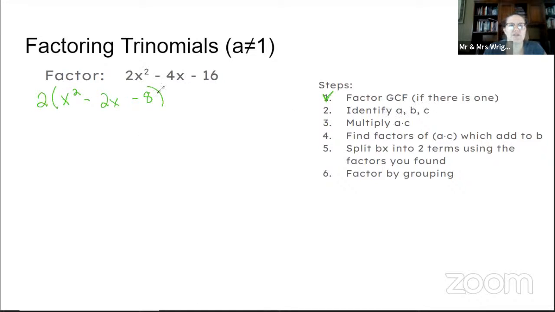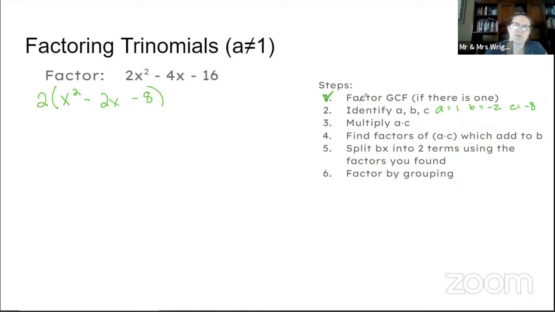A, B, and C are just in the trinomial, the quadratic expression here. So A is going to be 1, B is going to be -2, and C is going to be -8. Well, at this point, we have A of 1. So we don't have to split the middle term, but I'm going to show you that we can still do it that way, and it's still going to work exactly the same.